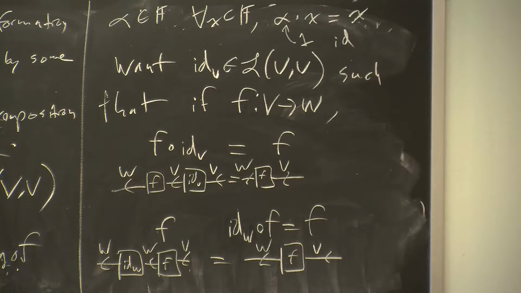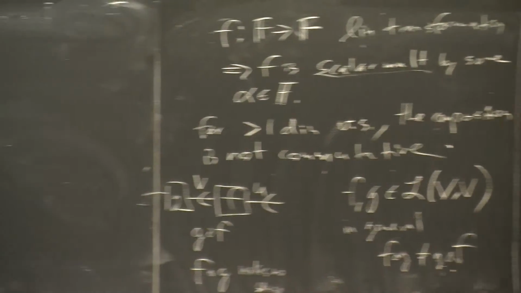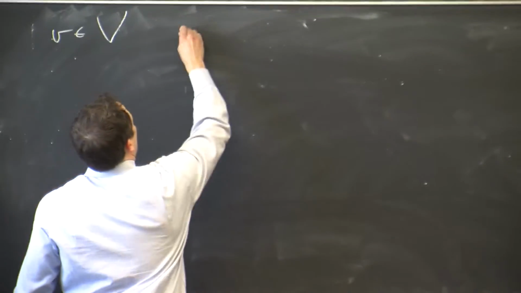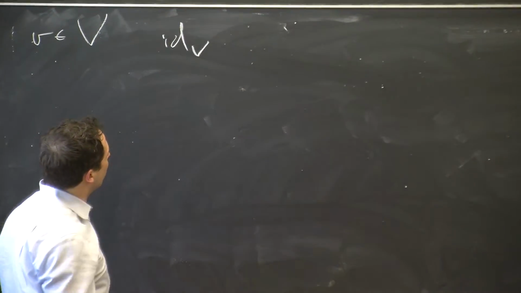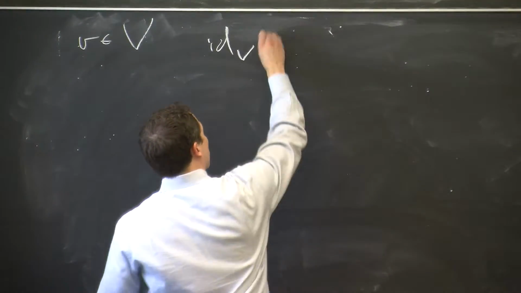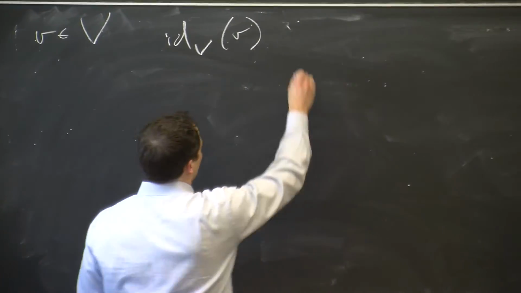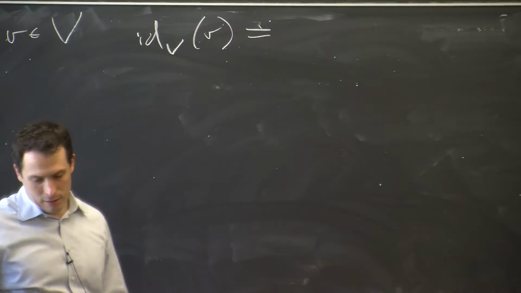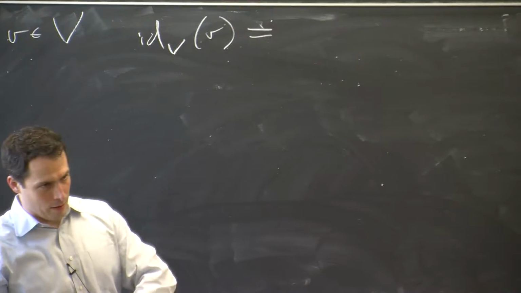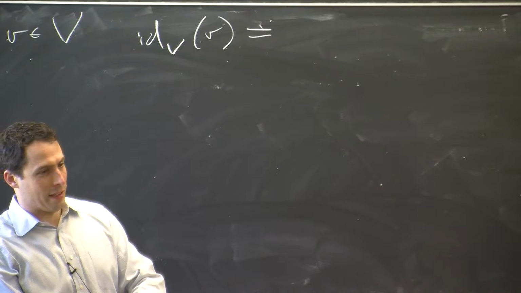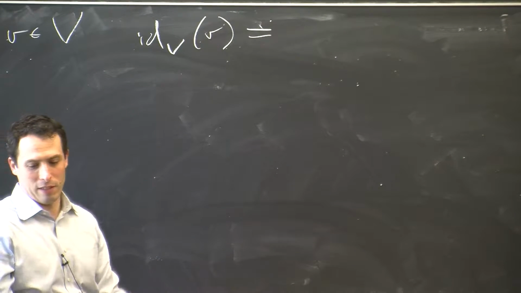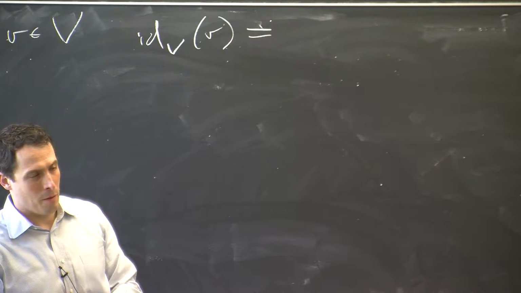Ideas. So if I just want a set function, let V be an element of the vector space V. The identity on V should take this little v and spit something out. What should it spit out? I can certainly define a set function by telling you what it does for every element of the set. Right?